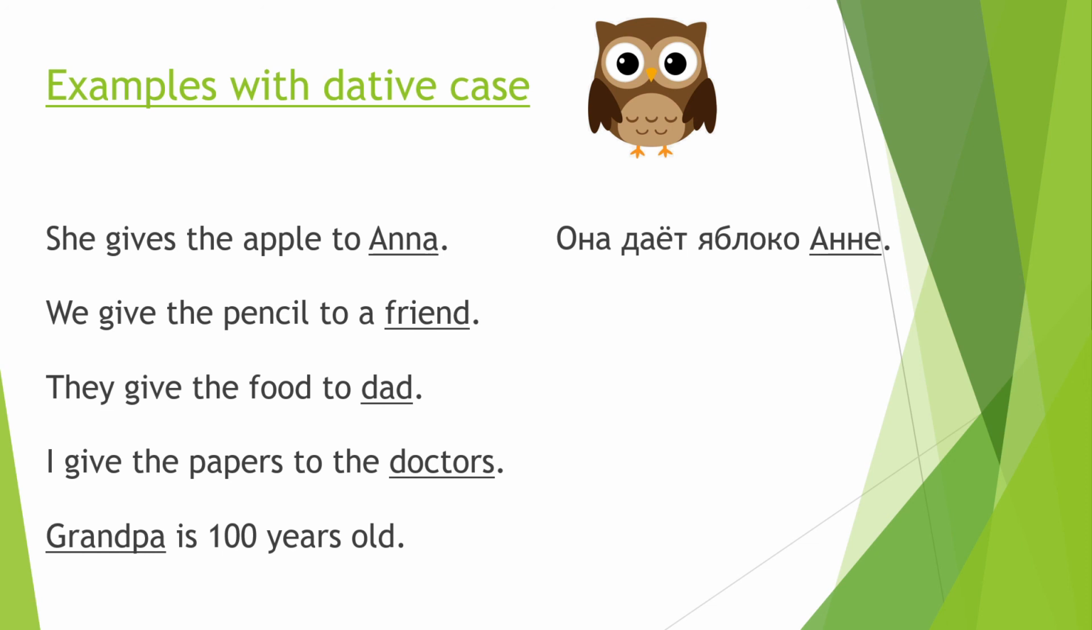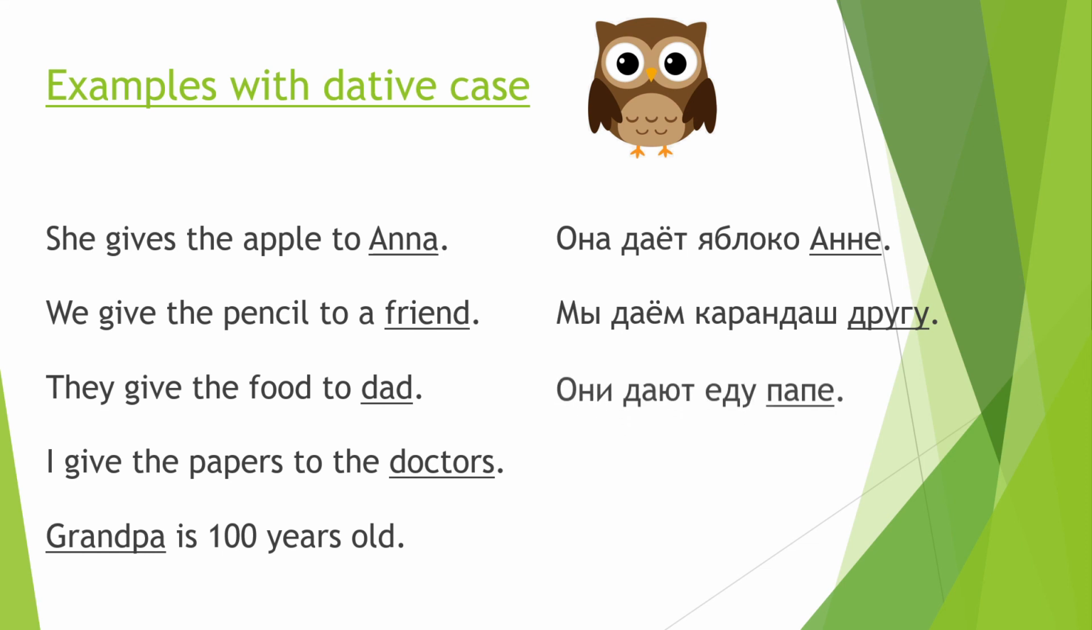We give the pencil to a friend. Мы даем карандаш другу. Again, order doesn't matter. You can put to a friend anywhere in the sentence, just about. They give the food to dad. Они дают еду папе. I give the papers to the doctors. Я даю бумаги врачам.